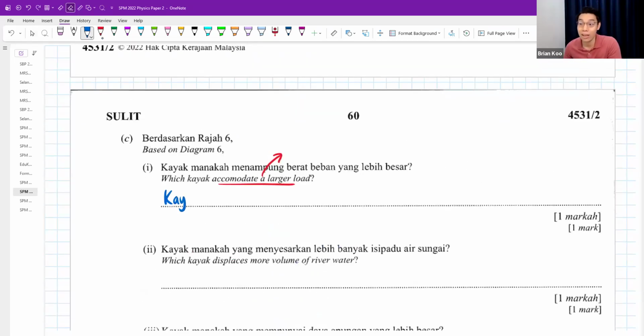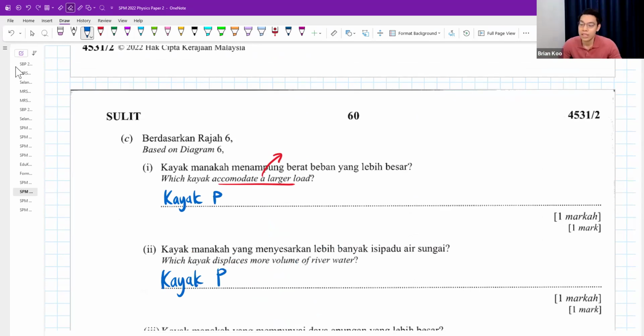Not which kayak can accommodate, no. The kayak is the same. They're just asking which kayak is holding a heavier person. Kayak P. Okay. Which kayak displaces more volume of river water? Kayak P.